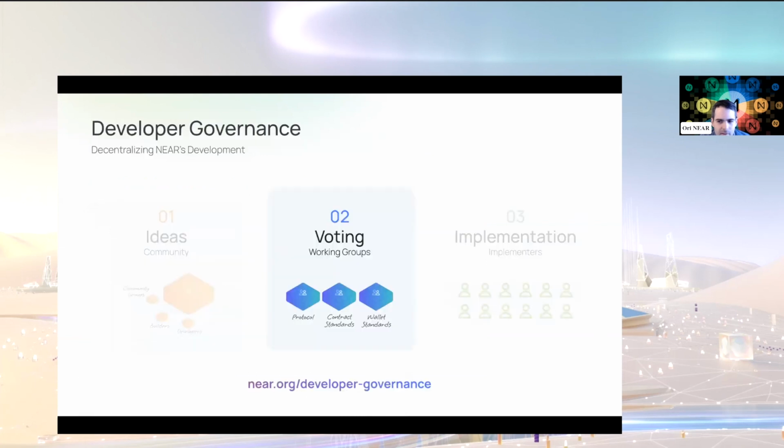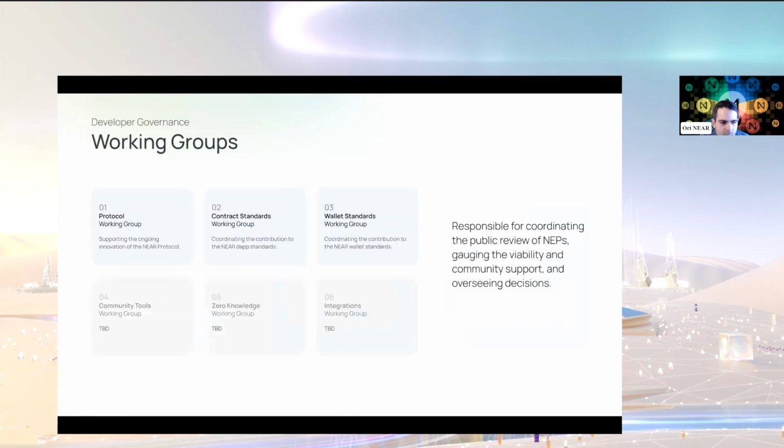So this is where the second voting stage comes in, which involves developer working groups. And the working groups really is a way to help operationalize the review of NEPs. And the idea is to have multiple working groups, each one focusing on a specific ecosystem need, and to have subject matter experts in that group that can help create focus and enable us to move faster.